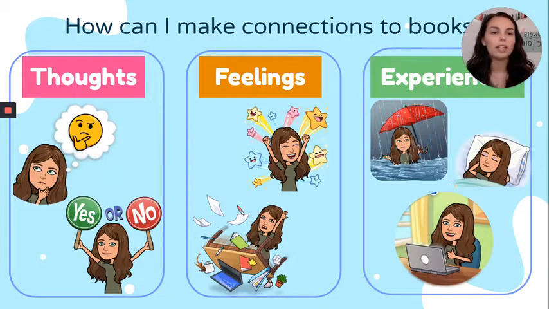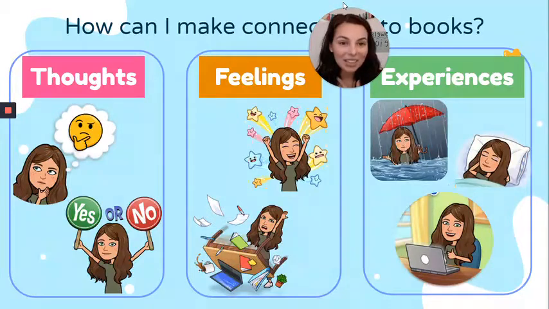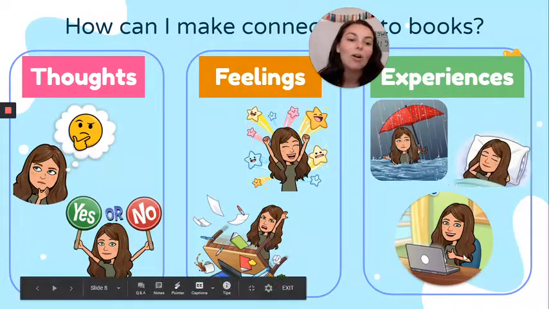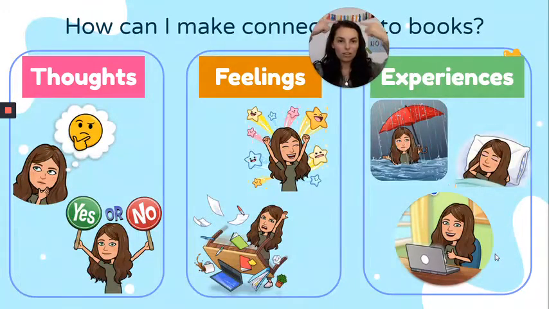And one last way we can make connections to books is looking at our experiences. Experiences means things that you've done. So you might have been caught in a storm out in the rain. You might have been sleeping in and you slept past your alarm. That's happened to Miss Six before. Or you might have been on the computer doing your homework. Those are all things that you've done. So we have our thoughts, our feelings, and our experiences, things that we've done.